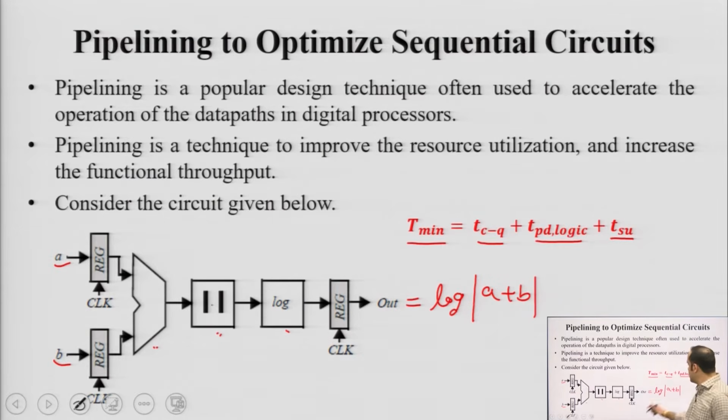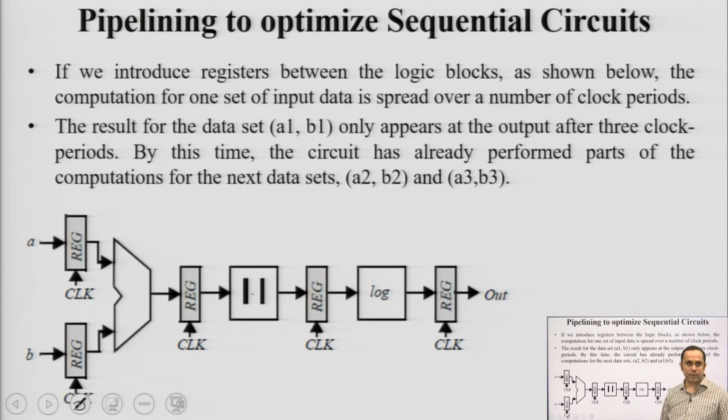So, to get the first output of log of a plus b, you need to wait for 3 clock cycles, and for subsequent outputs you need to wait for 3 more clock cycles every time. So, if this is a stream of data at a and b, for n data sets, you will have to wait for 3 times n number of clock cycles. Okay. So, that takes a lot of time.